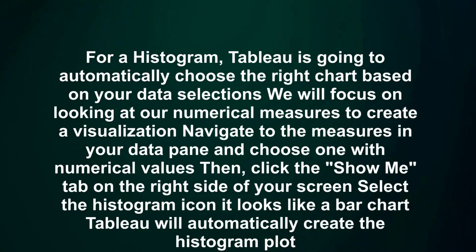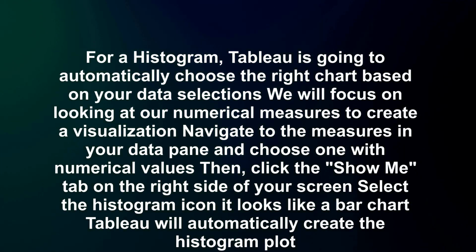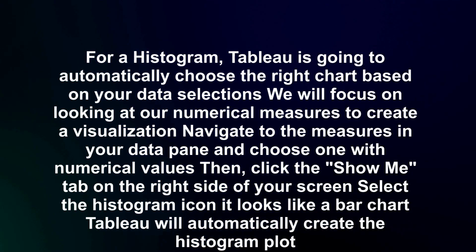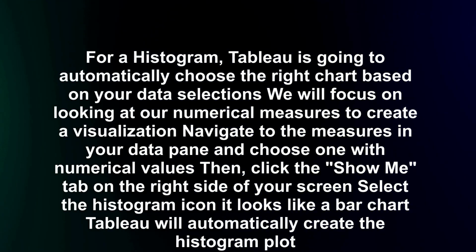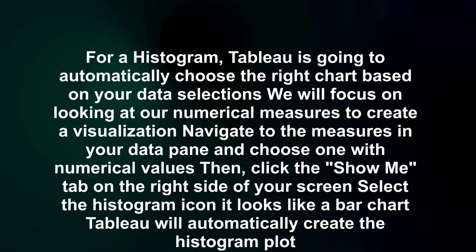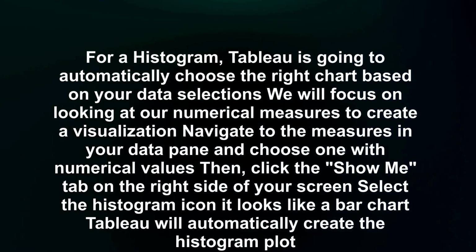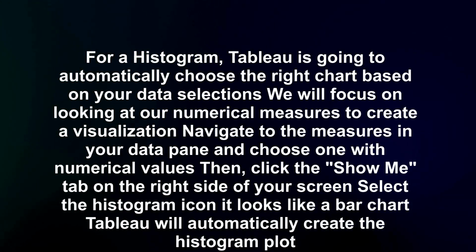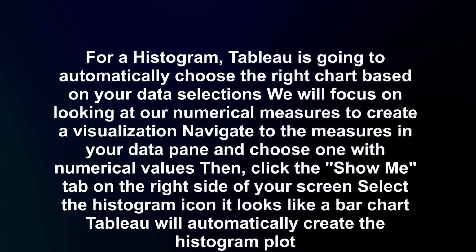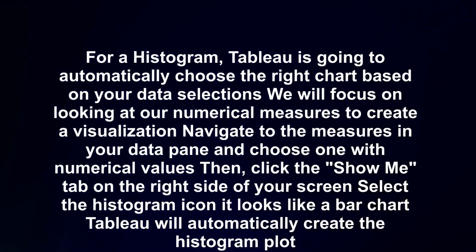For a histogram, Tableau is going to automatically choose the right chart based on your data selections. We will focus on looking at our numerical measures. To create a visualization, navigate to the measures in your data pane and choose one with numerical values. Then, click the Show Me tab on the right side of your screen. Select the histogram icon. It looks like a bar chart. Tableau will automatically create the histogram plot.